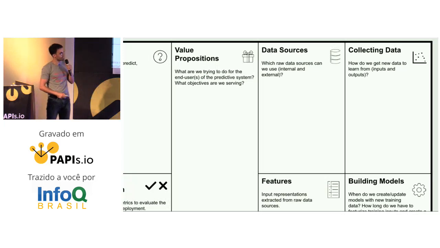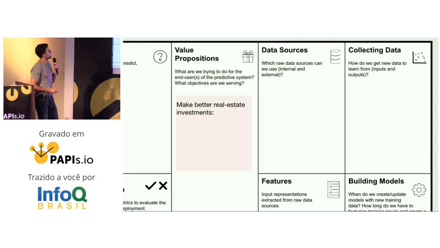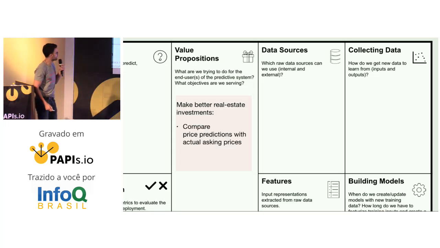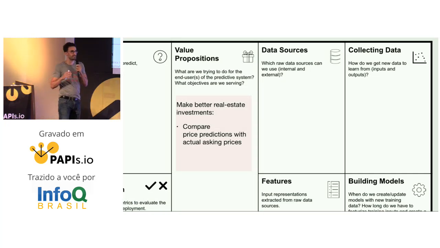So let's start with value proposition. And again, we're in this real estate example. So one idea, I mean, what could we do with these predictions? One idea I had, and I think that's sort of similar to what Paul Peterson presented last year at Pepys in São Paulo, you could use those predictions to make better real estate investments. And how would you do that? You'd compare the price predictions with the asking price. So if you're predicting that the value is higher than what the asking price is, might be a good deal, right? Because maybe the property is undervalued.